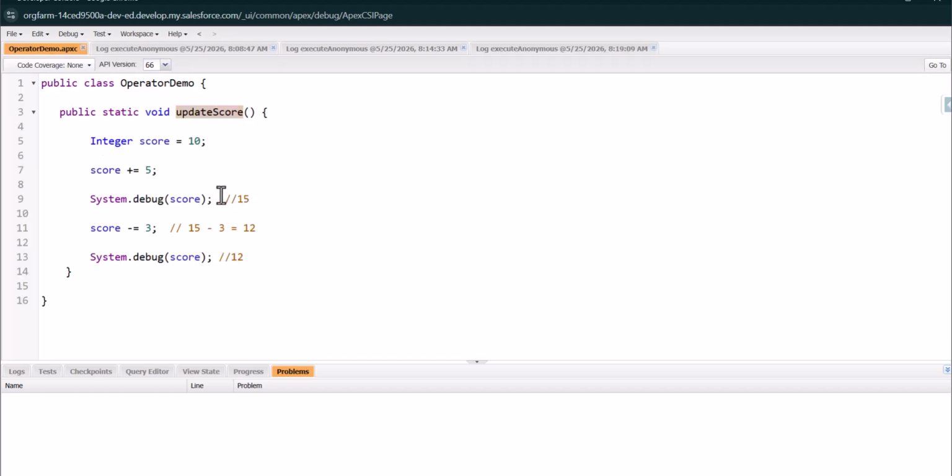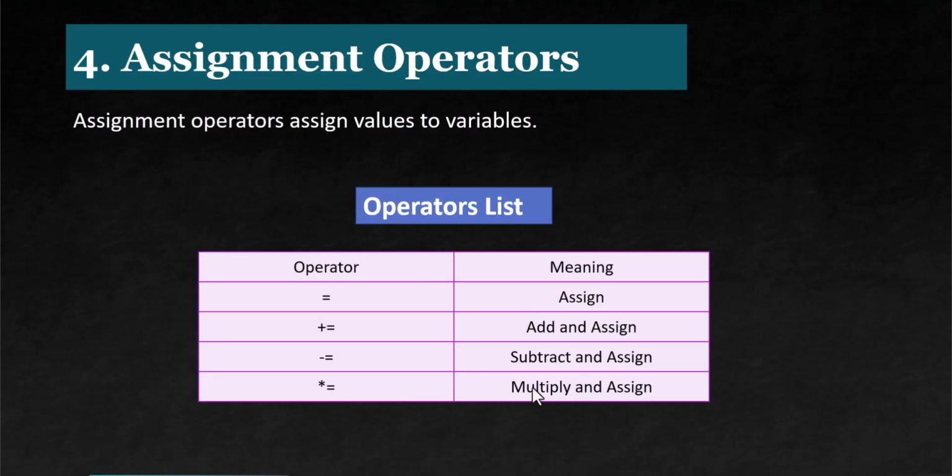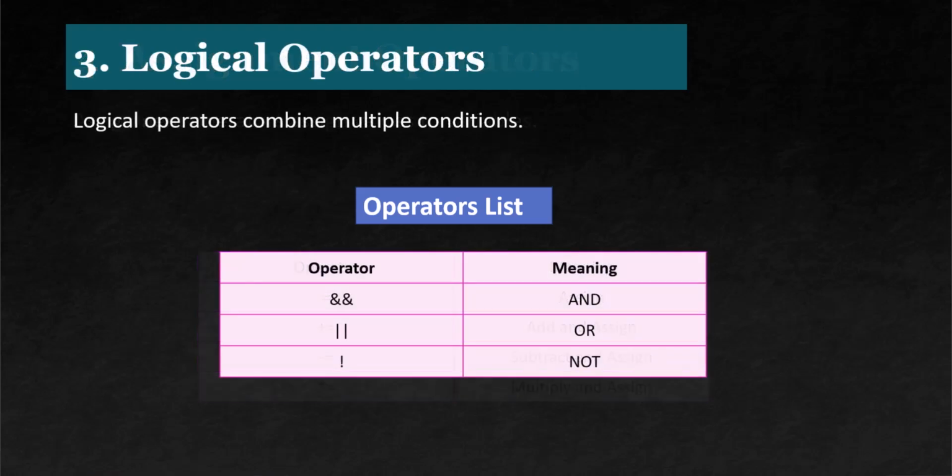Same as I explained to you, first it is adding 5 to the existing variable and then assigning the value. That means here we got 15, and then it is subtracting 3 from this 15, so we got 12. So in this way we can use this assignment operator in Salesforce. Now after this operator, we have another operator, the logical operator.